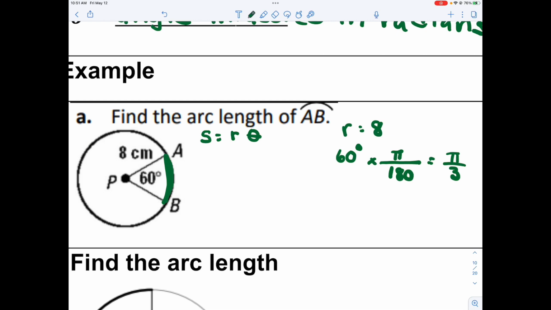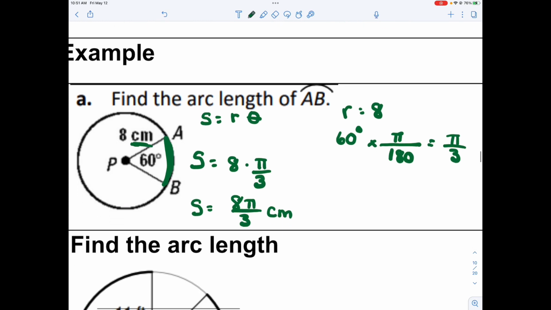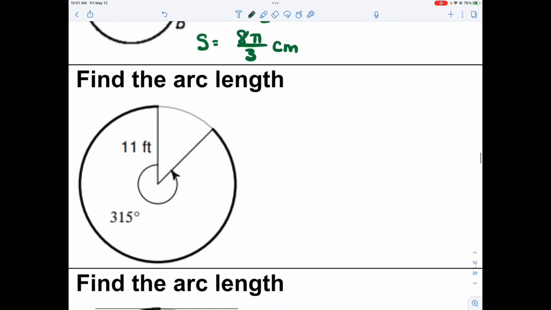So now that we have theta in radians and we have a radius, we can say the length is 8 times pi over 3. So the length of this is simply 8 pi over 3, and that would be measured in centimeters because of this. Okay? All right, let's do another one.